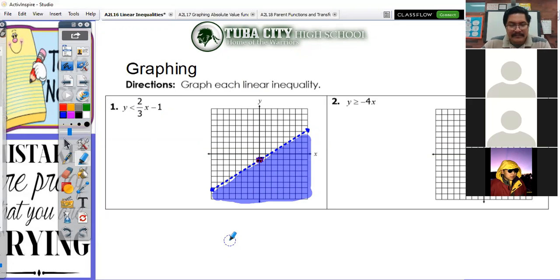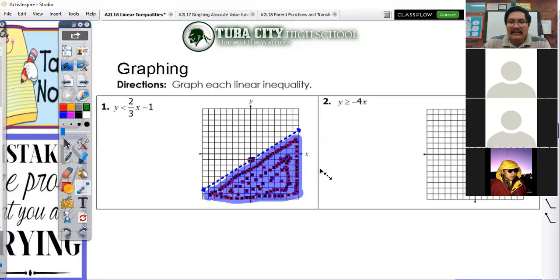And that's it for that one. Now that's pretty easy. I can see all the area below the line fairly easily. Now let's go ahead and do this next one here. So y is greater than or equal to -4x.